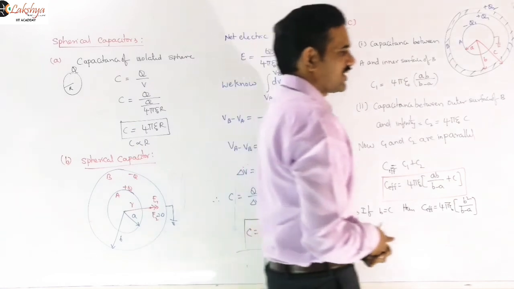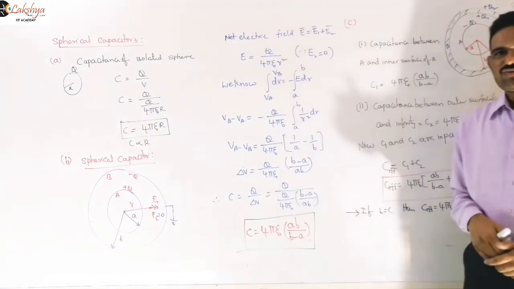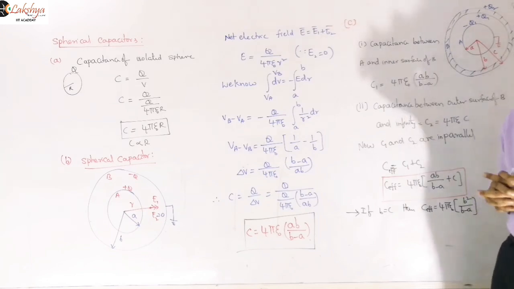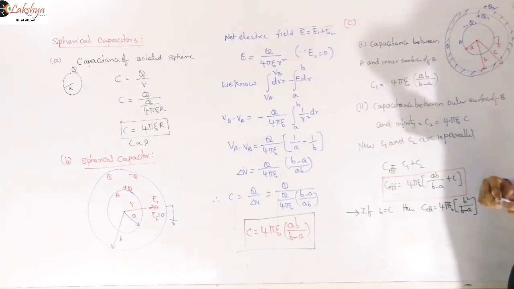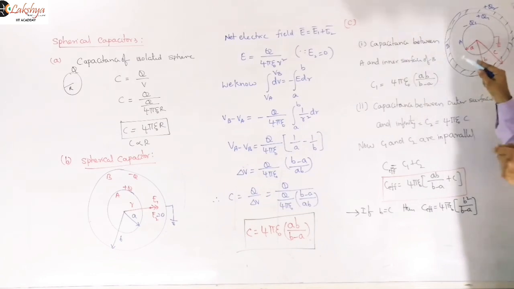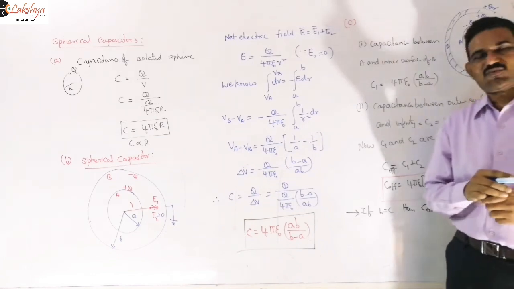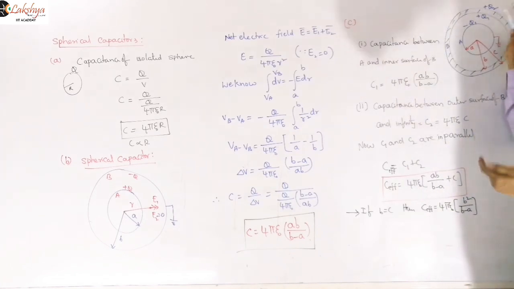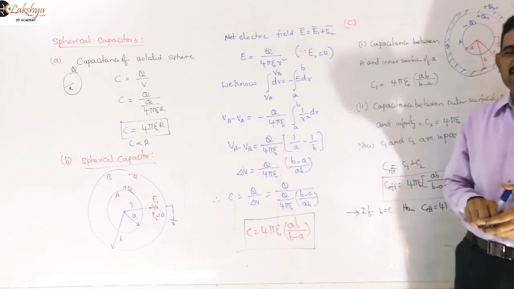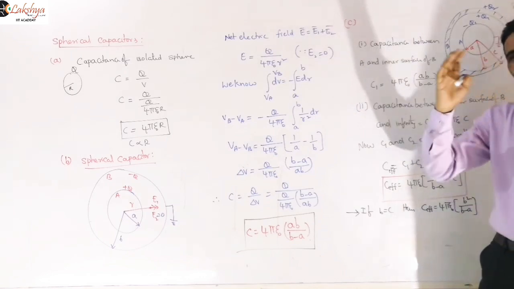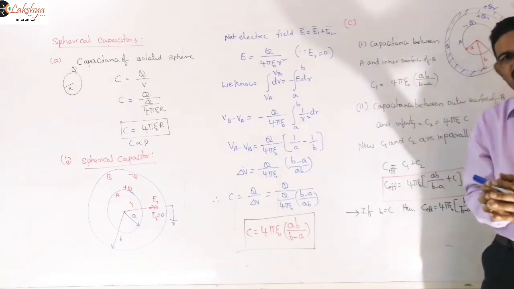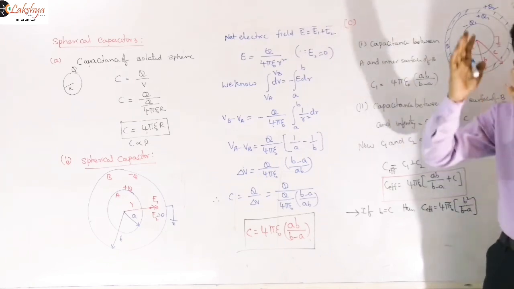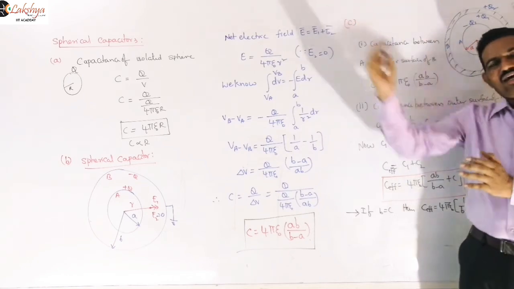First of all you need to identify that in this system there are two capacitors. Why two capacitors? Between A and the inner surface of B you may consider one capacitor, and similarly between the outer surface of B and infinity you may consider another capacitor here. Whenever that outer surface is not grounded, we consider it as an isolated capacitor, similar to our first case. So we consider the capacitance between the outer surface and infinity.